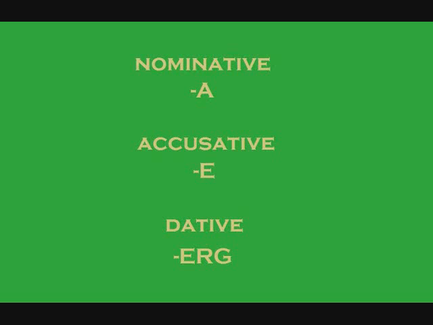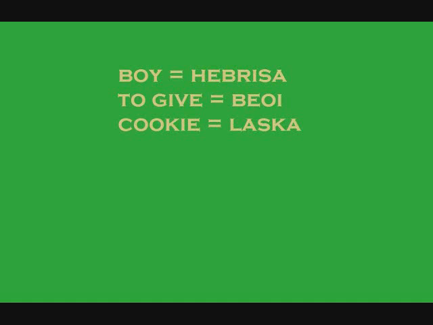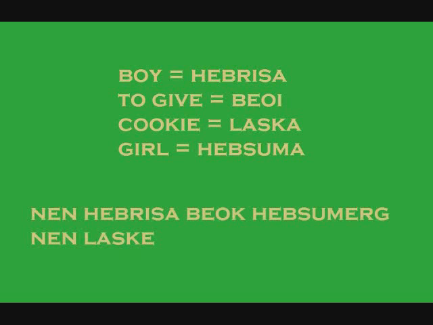Now remember, in Dangin Nira, nominative nouns end in a, and accusative nouns end in e. The ending for dative nouns is erg. So, with some new vocabulary, we can translate that sentence. Boy is Hebrisa, to give is Beoi, cookie is Laska, and girl is Hebsuma. So the full sentence in Dangin Nira would be Nen Hebrisa Beok Hebsumerg nen Laske.